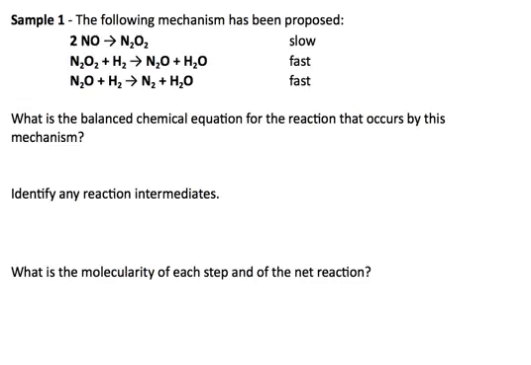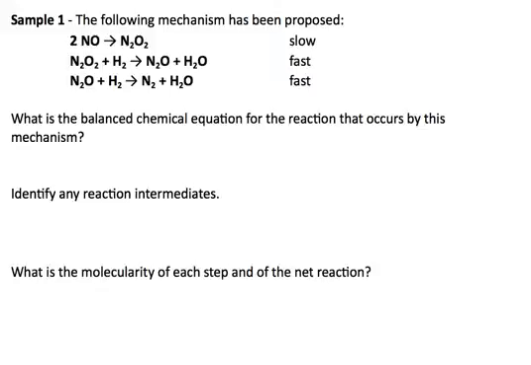So here's the first example, and as you can see from this proposed mechanism, it's a three-step process, and it does have some information about each of those different reactions in this mechanism. Slow for the first one, fast and fast for the second one. As I'm sure you realize, that slow is a big hint for us. So first thing is, what is the balanced chemical equation for the reaction that occurs by this mechanism? Well, that's the first question.